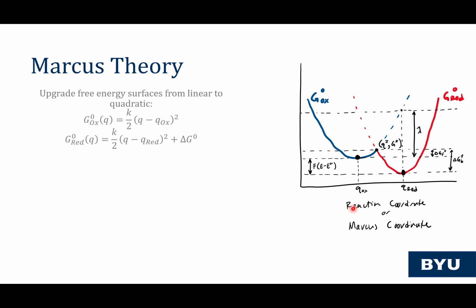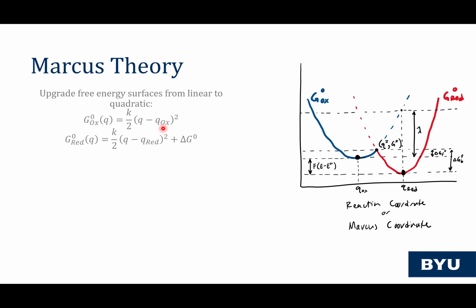The next thing that I want to talk about is Marcus theory. This is a good thing to be aware of. It's very useful. It's predicted a few things in electrochemistry that are powerful. And so I just want you to have a basic understanding of it. And the basic understanding is that we're upgrading our free energy surfaces from being linear to being quadratic. And so, our expressions are a little bit more complicated, and we're going to have these Q terms, and these are related to the reaction coordinate.